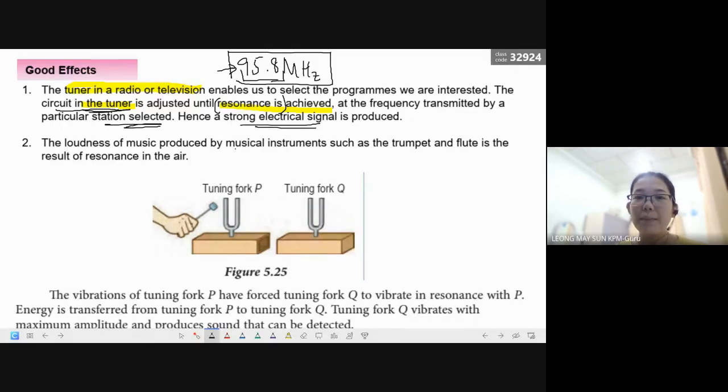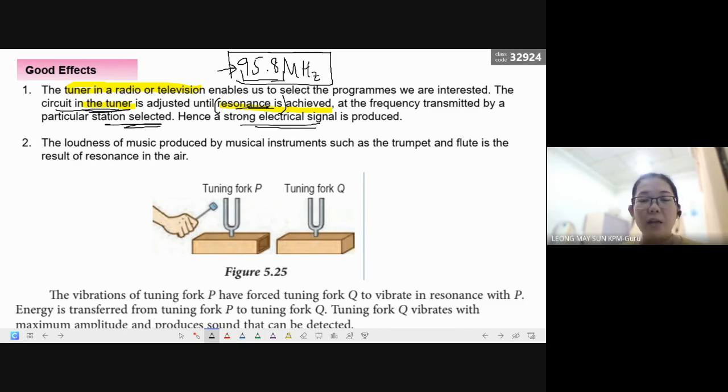Okay, so why? Because 95.8 in Negeri Sembilan is another radio station's frequency. So resonance must be achieved when I tune my car radio to the Hits FM or Fly FM or Mix FM's frequency at that particular situation, at that particular location. Then only can I listen to Fly FM, Hits FM, or Mix FM, depending.